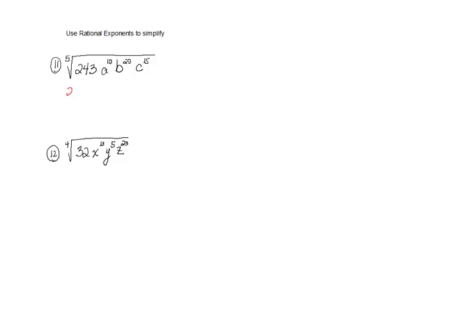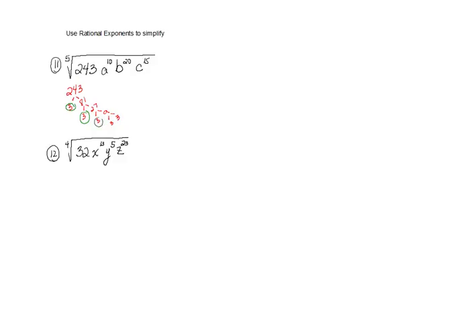I know that 27 goes into 3 9 times. It goes into 9 3 times. So I am looking at 1, 2, 3, 4, 5 3's. So I write this first part as the 5th root of 3 to the 5th power.